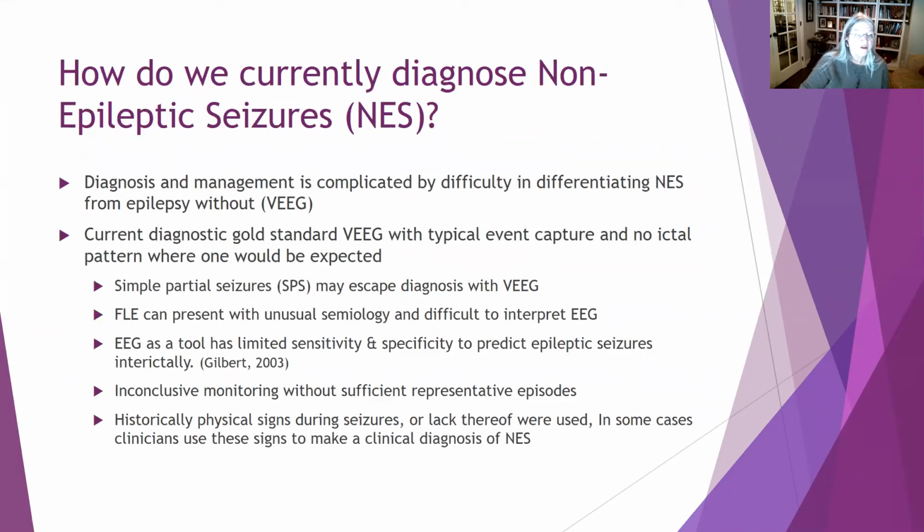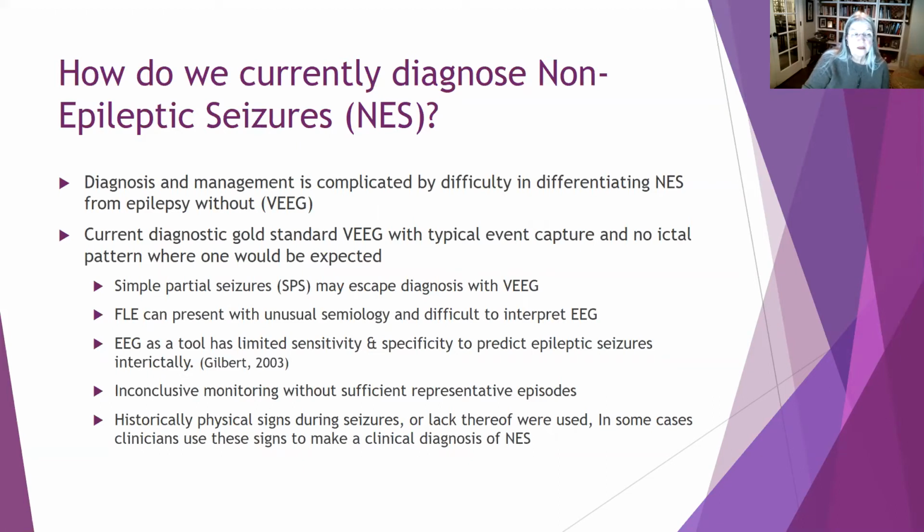We use video EEG, it's the gold standard, and we get nervous because simple partial seizures, which are epileptic seizures that are hard to see on an EEG sometimes, can fool us. So it's not perfect. And frontal lobe seizures can look very unusual. If a clinician doesn't know a lot about frontal lobe seizures, they may think it's a non-epileptic seizure when in fact it's a frontal lobe seizure. They're also notoriously hard to tell on an EEG. EEG is a limited tool. It's not perfect, and sometimes we miss things because they're just hard to see.